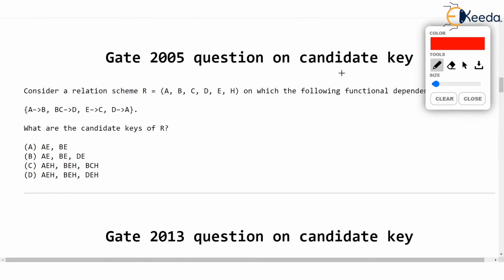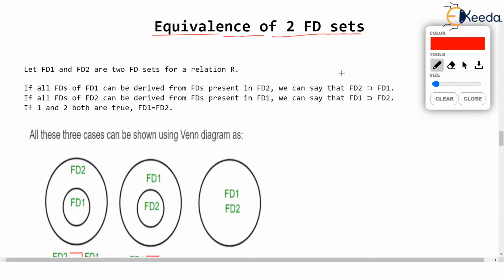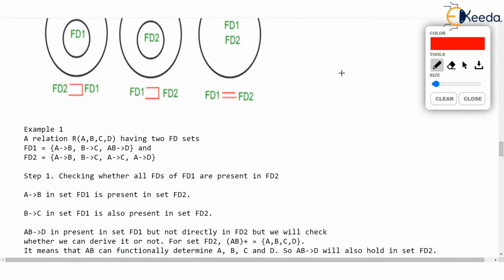Before we learn the definition, what do you mean by equivalence? You just straight away see an example here. We are given a table called R, with four attributes A, B, C, D. Let's say that somebody has defined an FD set like this. This is the first FD set: A determines B, B determines C, and AB determines D.